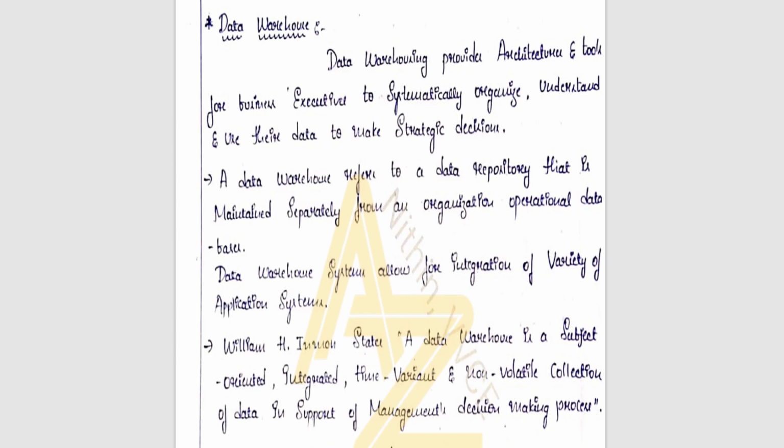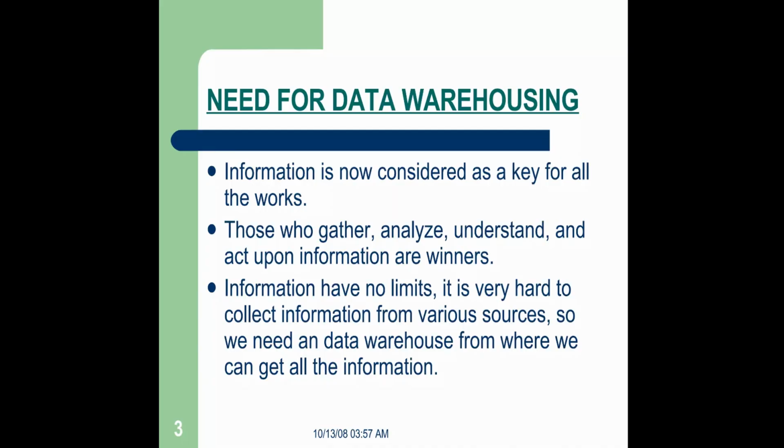Data warehouse. A data warehouse provides architecture and tools for business executives to systematically organize, understand, and use their data to make strategic decisions. A data warehouse refers to a data repository that is maintained separately from an organization's operational database. The data warehouse system allows for integration of a variety of application systems. Inmon states a data warehouse is a subject-oriented, integrated, time-variant, and non-volatile collection of data in support of management's decision making process.